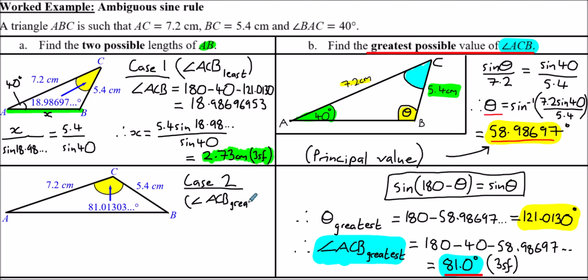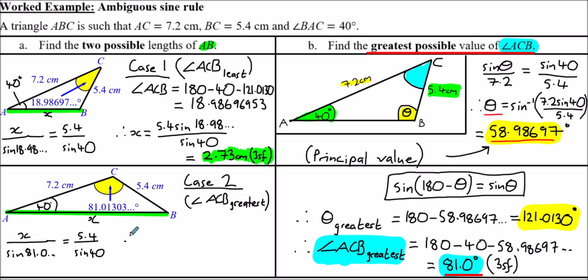So at its greatest, we can employ the same idea here to work out what AB is, which again I'm just going to call x. So x over sine of this value, 81.0 and so on, is going to equal 5.4 over sine 40, because that 40-degree angle is locked in. That's what the question tells us this angle is. That's 40 degrees all the time.